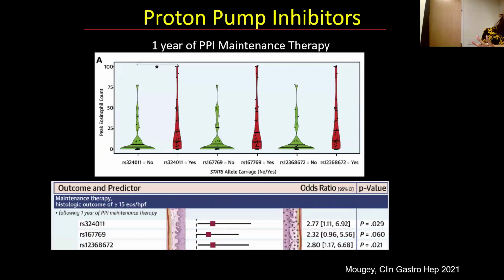EoE drops in adults. This is the proton pump inhibitor data. If you have a mutation or a SNP in the STAT6 promoter, or the STAT6 gene, that can change your long-term response to a PPI.